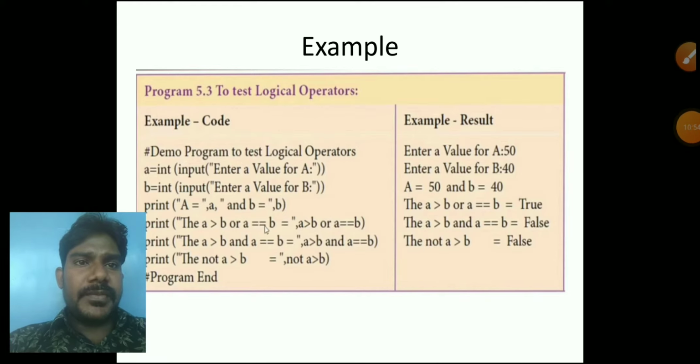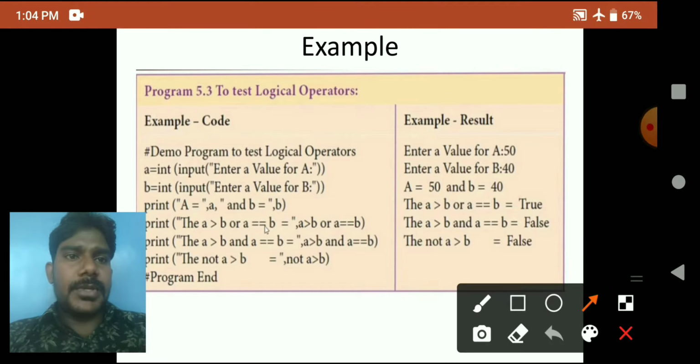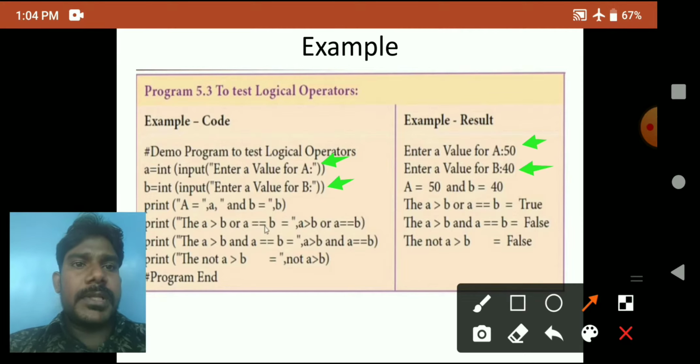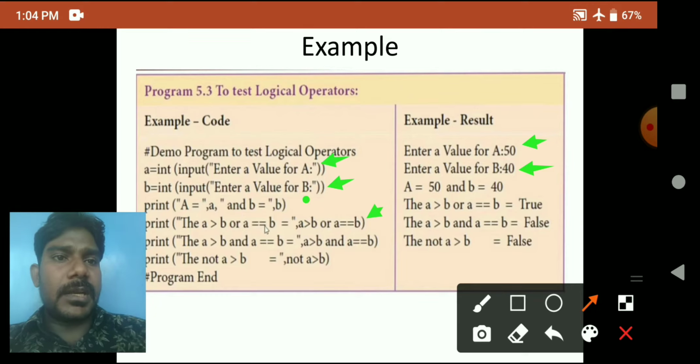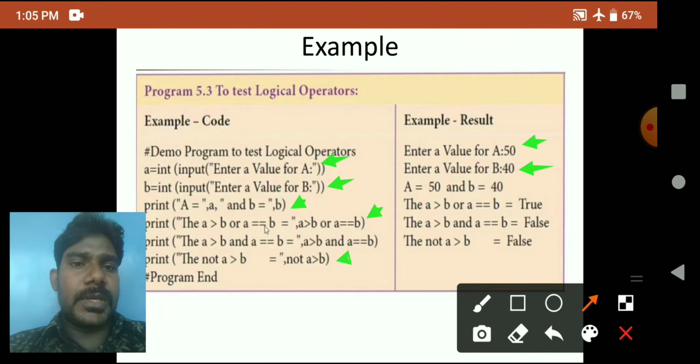Input function we are using here. Two variables are there, a and b. We have to give an input for a and b. The values given are 50 and 40. Then we have to apply the logical operators. Here itself they are applying the print function to find out the result of the particular condition, true or false. This is the way to find the result of the logical operators.